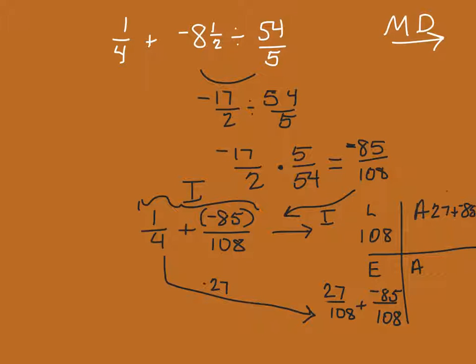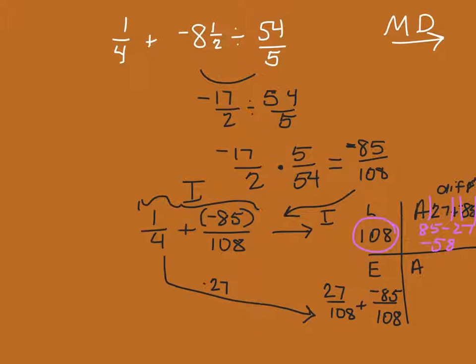The signs are different. Find the difference. So when I'm finding the difference, I know I find the absolute value of each. Absolute value of 27 is 27. Absolute value of negative 85 is 85. So when I subtract, I've got 85 minus 27. 85 minus 20 is 65. Take away 7 more, and that gives me 58. My larger absolute value, of course, is that 85, so that means it's negative 58.